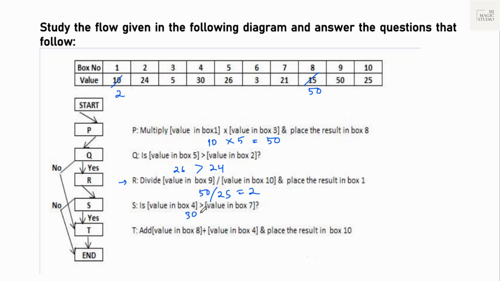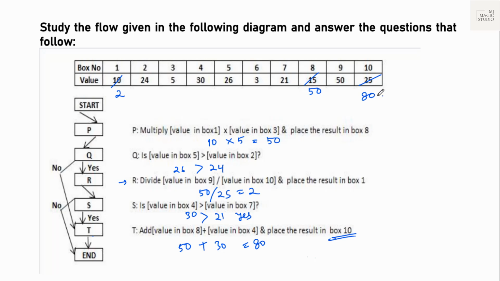Is the value in box 4, 30, greater than box 7, 21? Yes, we'll go to T. Moving on to T, add the value in box 8, that is 50, plus the value in box 4, which is 30. That becomes 80. Place the result in box 10, that would be 80.